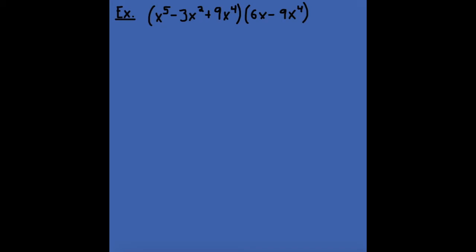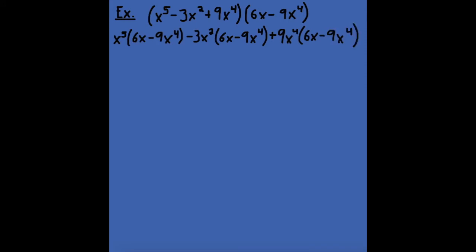To solve this problem, we are going to multiply x to the 5th by each term in the second polynomial and add that to negative 3x squared times each term in the second polynomial and add that to 9x to the 4th times each term in the second polynomial. Therefore, we're going to have the problem set up like this. x to the 5th times 6x minus 9x to the 4th, plus negative 3x squared times 6x minus 9x to the 4th, plus 9x to the fourth times 6x minus 9x to the fourth.